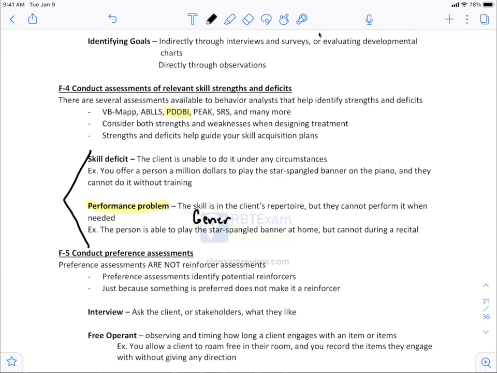This should guide some of your goals for skills and even behavior change. Can they not do it at all? Or is it an issue of stimulus control? Okay, ask yourselves your questions as you're going through your assessments of relevant skill strengths and deficits.